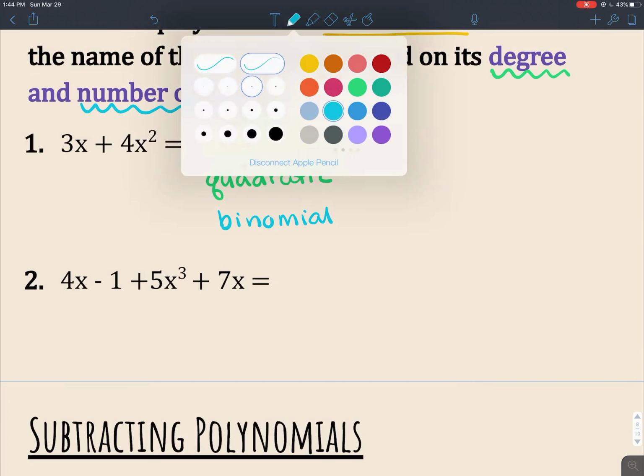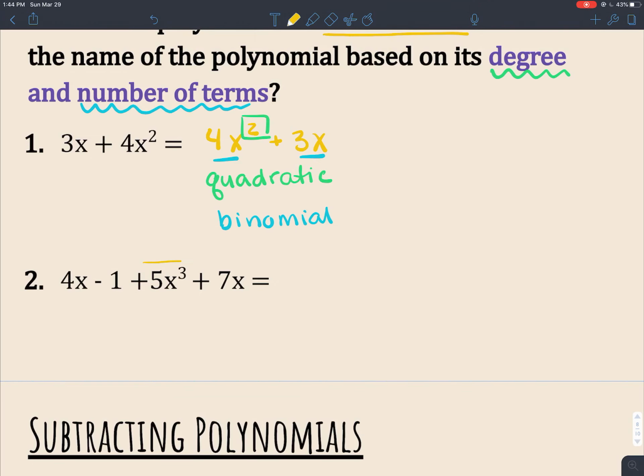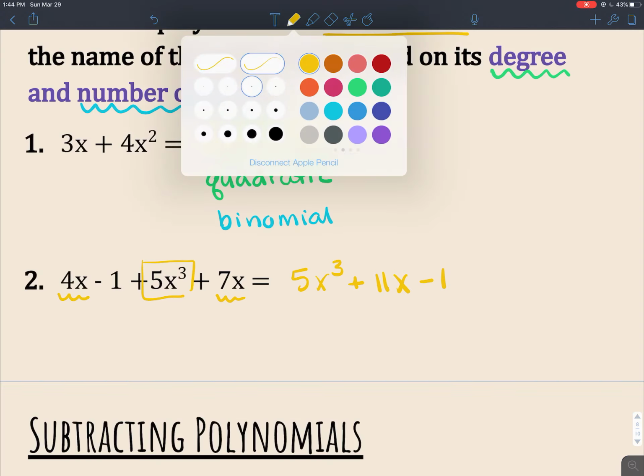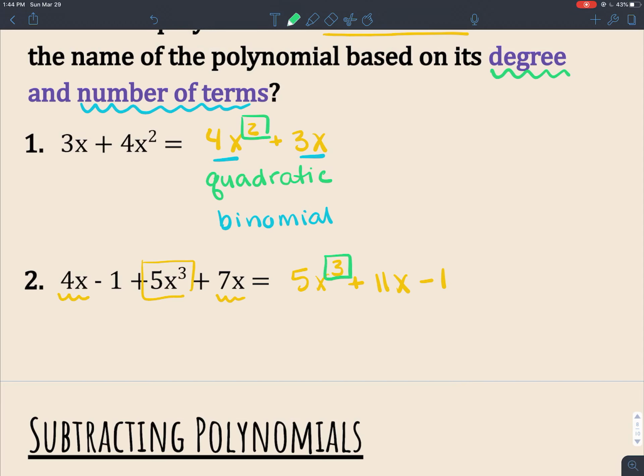And then for the second one, let's rewrite this. It looks like I have this as my highest, so I'm going to have 5x cubed. And if you notice, we actually have 2 terms with an x raised to the first power. So we're going to do 4x plus 7x and combine those to get 11x and then bring down that minus 1. So now this has 3 terms versus 4 terms. The highest exponent is a 3, so this is a cubic. And because of the 3 terms, 1, 2, 3, this is a trinomial.